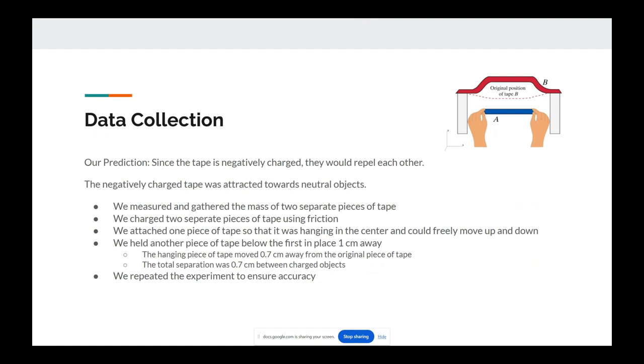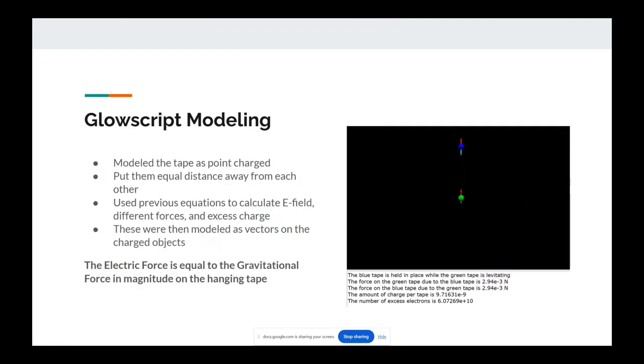We attached one piece of tape so that it would be hanging in the center and could freely move up and down. We then held another piece of tape below the first, placed it 1 centimeter away, and observed that the tape moved 0.7 centimeters upwards away from the original piece of tape. The total separation was 1.7 centimeters between the charged objects. We then repeated the experiment to ensure accuracy.